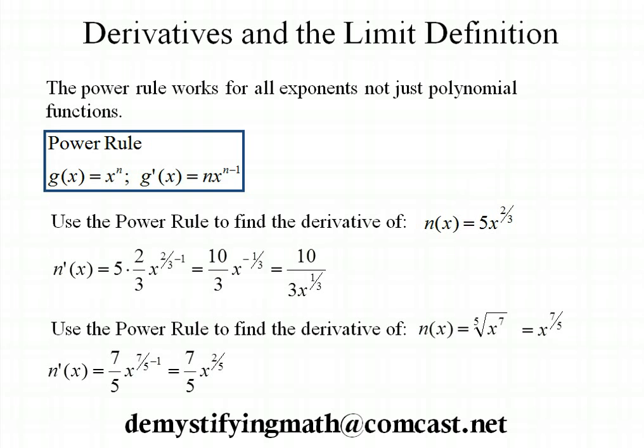So remembering some of these power rules will help you a lot, so you don't have to go through your limit definition to find the derivatives.